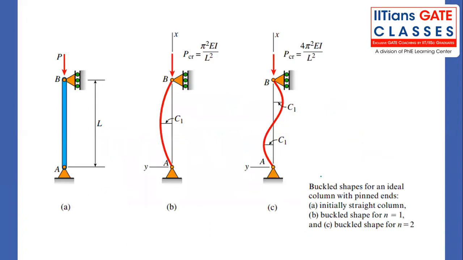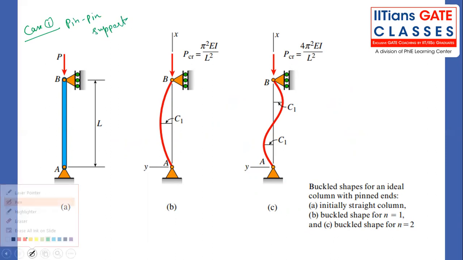Now, what are you observing? The first case we are discussing is pin-pin support. What is pin-pin support? In pin-pin support, the rod is supported at the bottom and also at the top, and it is subjected to a compressive force like this. After application of the load, if P is more than P critical, then the column will buckle like this.